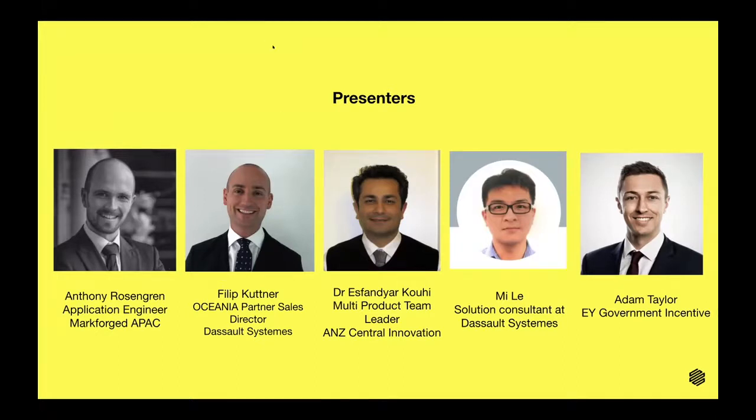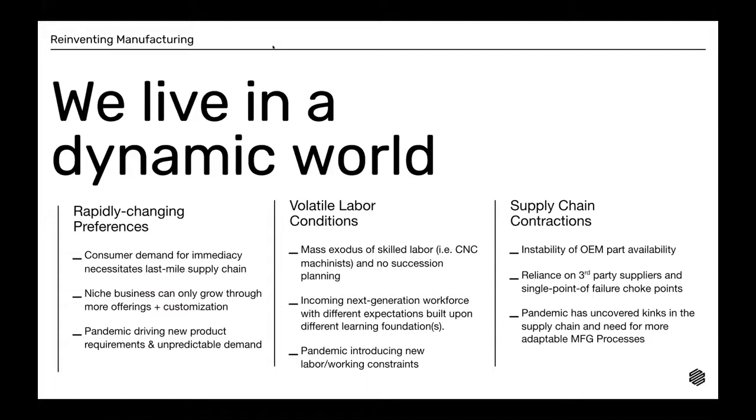So I'd like to start the presentation with a little bit of context. I guess it goes without saying that we live in a dynamic world. We're all used to that by now after the last couple of years. With rapidly changing preferences in consumer demand and need, volatile labour conditions with little succession planning for CNC machinists, and supply chain contractions caused by lack of supply chain resilience and global unforeseen events.